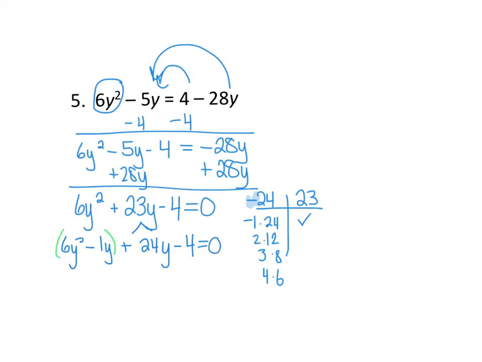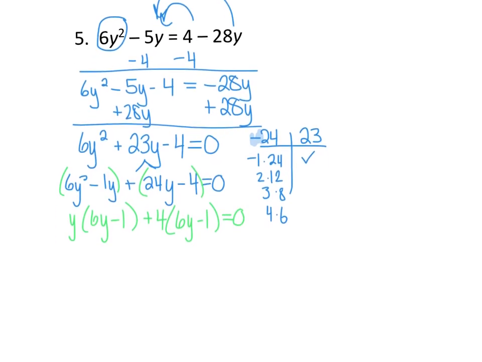Factor by grouping, this is what we did earlier, yesterday. Take a y out. 6y minus 1. I need that minus 1 there because if I was to go back and distribute, I need to get 6y squared minus 1y back. Now, plus, the next 2 terms have a 4 in common, so that's 6y minus 1. When my 2 parentheses match, that's a good sign. Final factored form, 6y minus 1, y plus 4 equals 0.